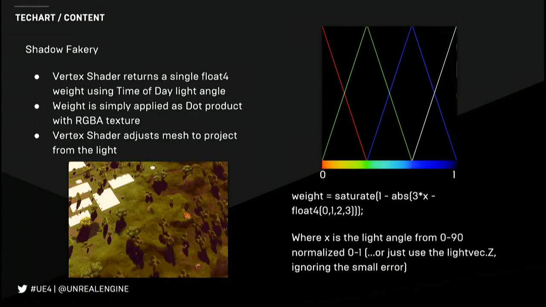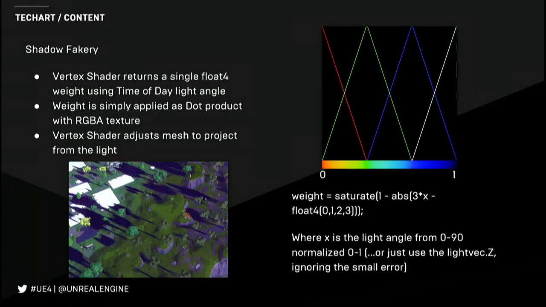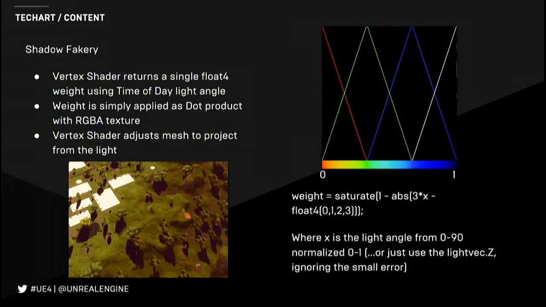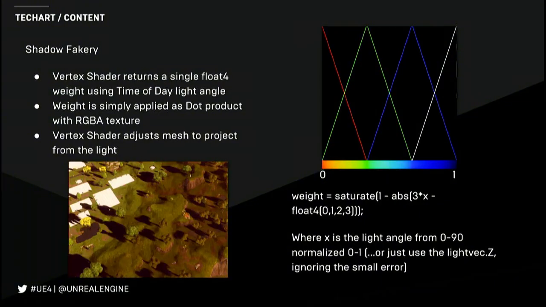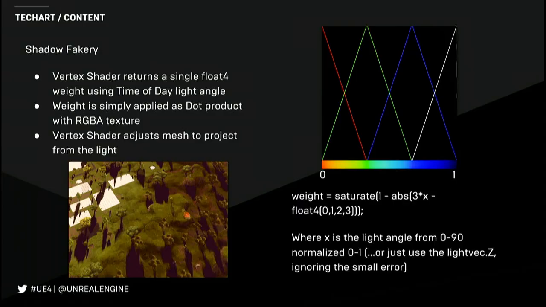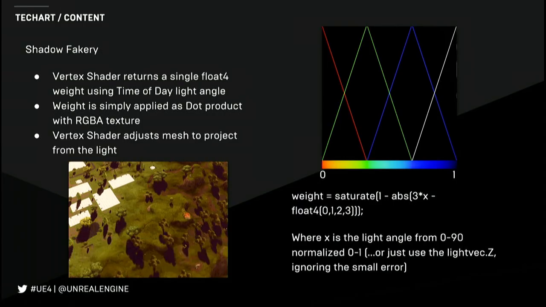So the way that that's actually applied is that each tree has a single little quad, which is 2 triangles underneath it. And then the Vertex shader distorts that quad based on the time of day, stretching it out to be longer during dusk and dawn. And then to make the actual shadow shape match the tree, a time of day weight is calculated from the current light vector.